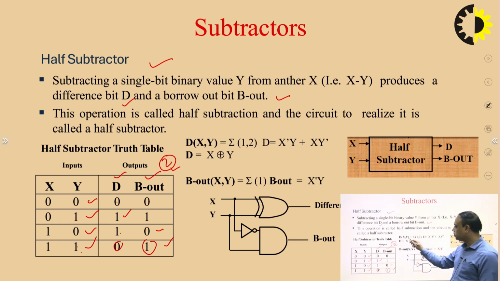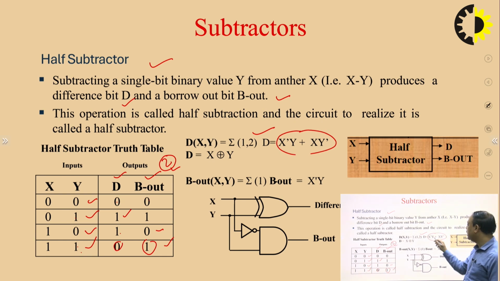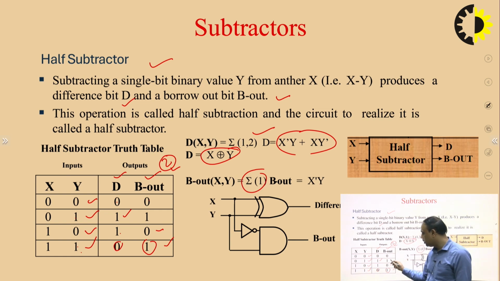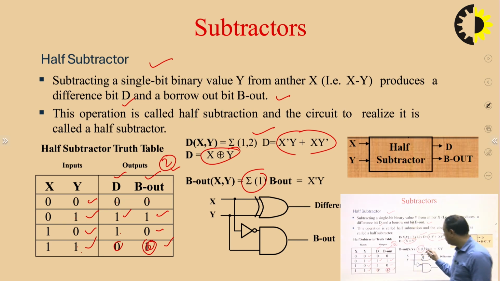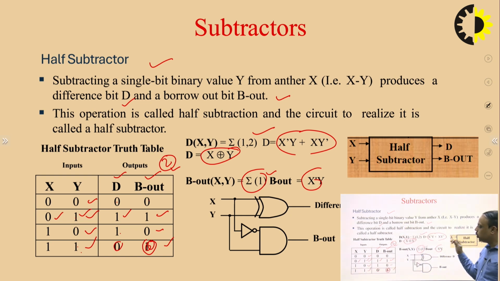For the difference combination, we have two minterms, 01 and 10, represented by x bar y and x y bar. The difference is again represented by an XOR circuit only, x XOR y. For borrow out, there is only one combination, where x is 0 and y is 1; for 1 minus 1 it must be 0. So only one bit is equal to 1, which is represented by x bar into y. These are the two outputs of the half subtractor circuit, which has the inputs x and y.